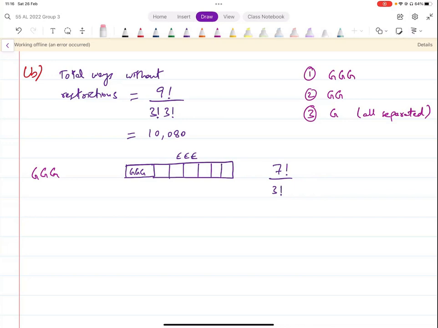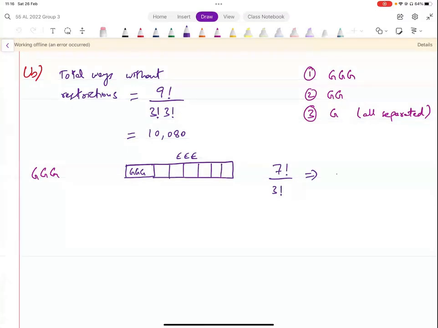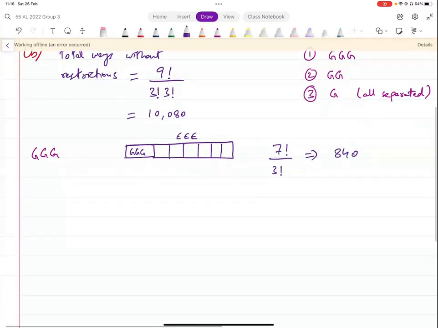Okay. So this is going to give you the case where all three G's are together. What do we get from here? 840. So this is 840.